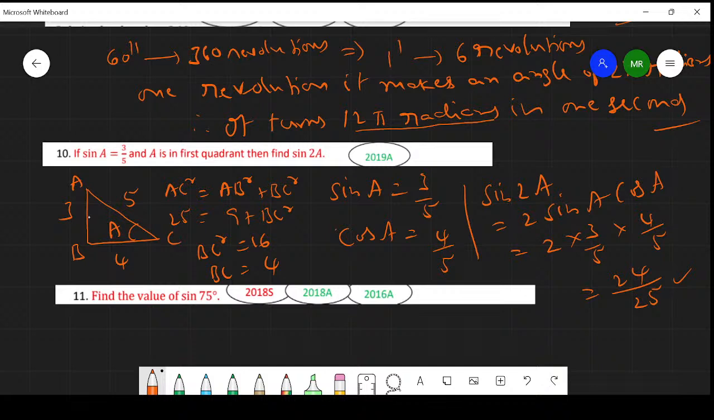Sir, how did you get the triangle? Because sine A equals 3 by 5, opposite side by hypotenuse is given. Use the Pythagoras theorem to find the other side. In the first quadrant all functions are positive. Cos A means adjacent side by hypotenuse, BC by AC. Then sine 2A is 2 sine A cos A. Substitute the values, and we get 24 by 25.